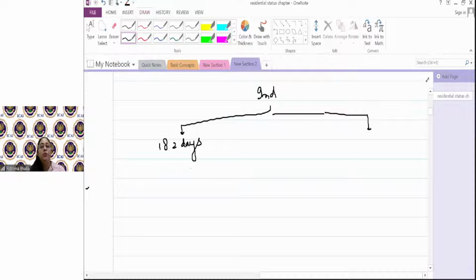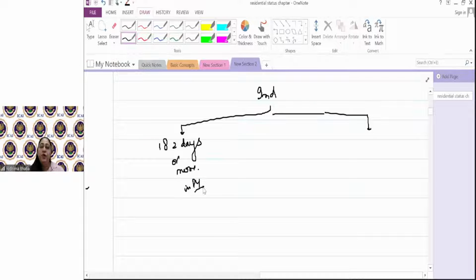or more. अब कहीं पे लिखा होगा more than 181 days, तो ये मत बोलना मैम ने गलत पढ़ाया है. More than 181 days means 181 days से ज्यादा. 182 days or more means both are the same thing. Okay. So stay in India is 182 days or more in the previous year.